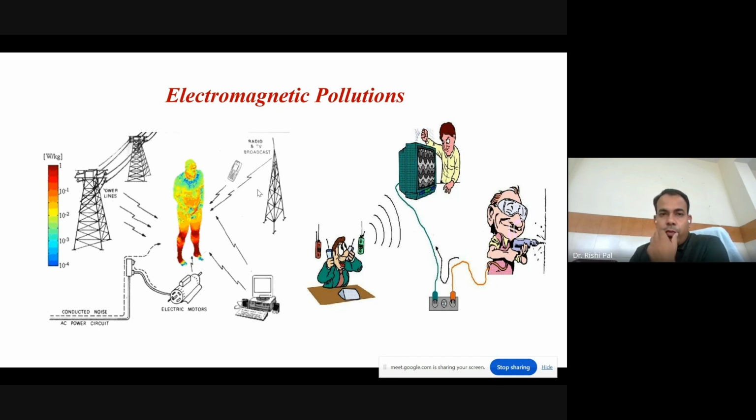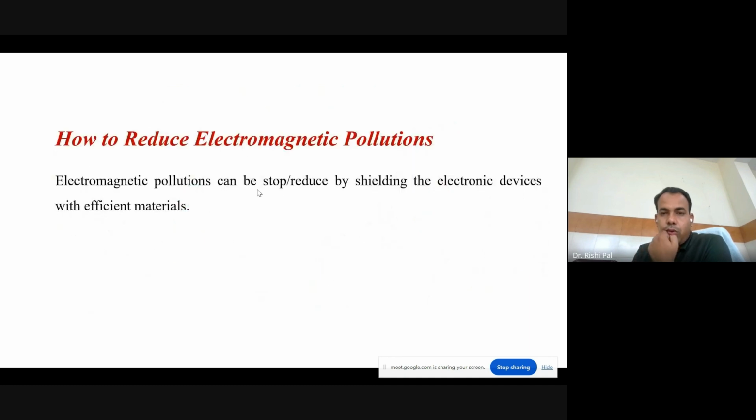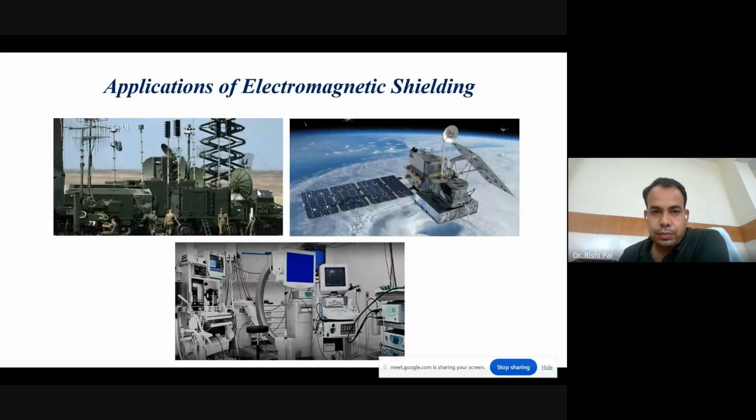So what can we do? We can reduce this electromagnetic pollution by shielding any electrical equipment with our material, polyaniline composites. It shields the electronic device, so electromagnetic radiation cannot reach the instrument, and the instrument's working cannot be destroyed. So how can we reduce electromagnetic pollution? We can reduce it by shielding the material, or it can be stopped.